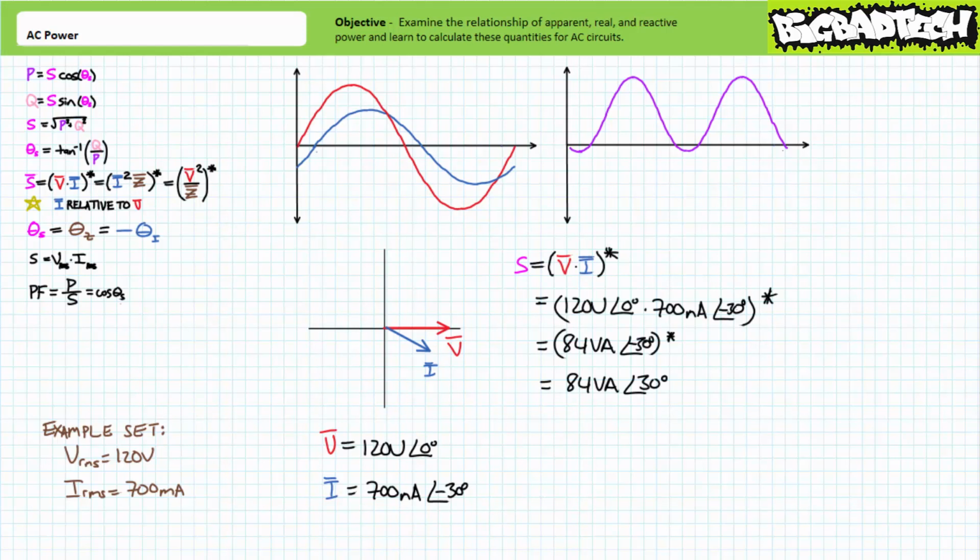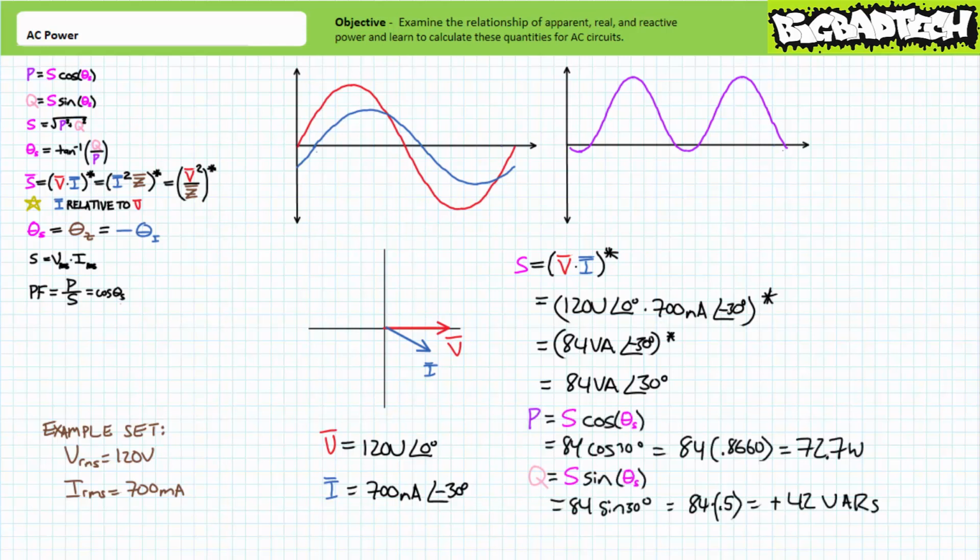Substituting in our given values and performing just the multiplication, we arrive at a value of 84 at an angle of negative 30 degrees. Taking the complex conjugate of this product yields an apparent power figure of 84 volt amperes at an angle of positive 30 degrees. You'll note the apparent power magnitude is the same value we obtained earlier for the occasion in which voltage and current were in phase with each other. Only the angle of apparent power is changed.